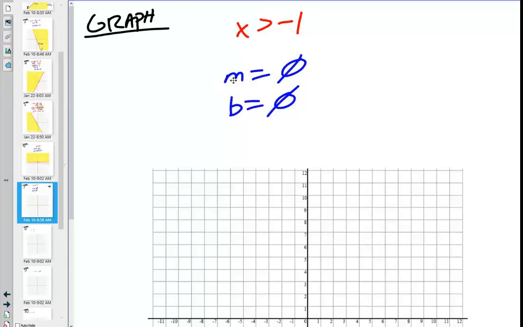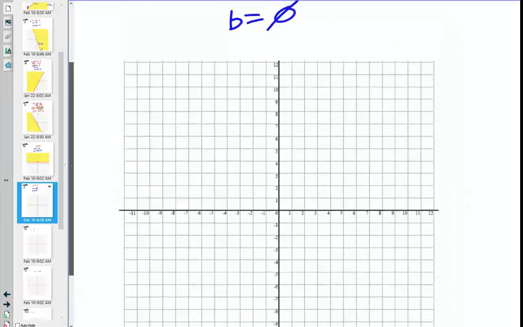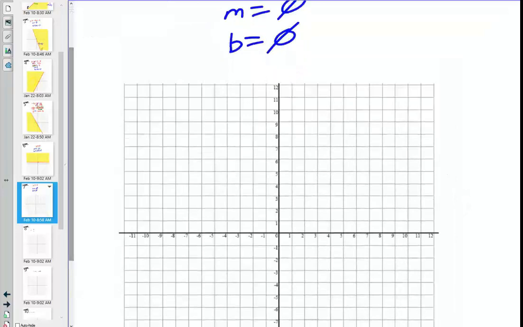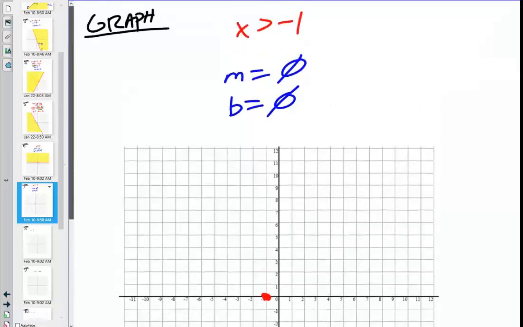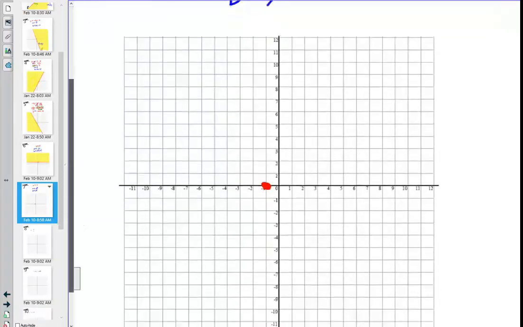What will help you is to memorize that when there's a y, it's supposed to be horizontal. When there's an x, it's supposed to be vertical. Find negative 1 on the x-axis and draw a vertical line through it. Hiram, is it going to be broken or solid? It's going to be broken. There's no or equal to it.